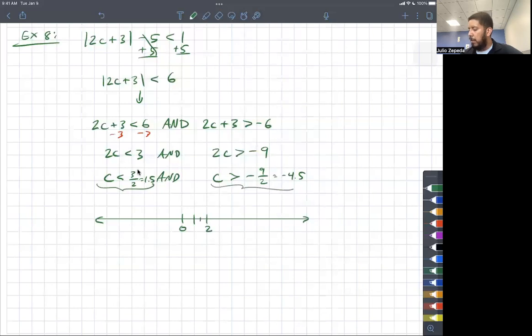And greater than negative 4.5. 1, 2, 3, 4. I'll go to 5. 4.5 is here. So we want all numbers, not including negative 4.5, greater than negative 4.5 but less than 1.5. And this is a graph of our solution set.